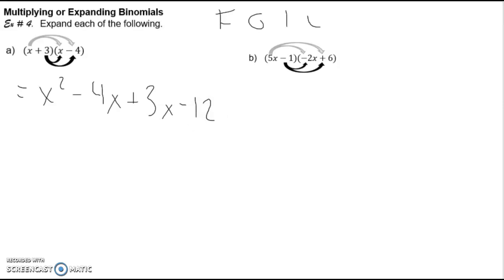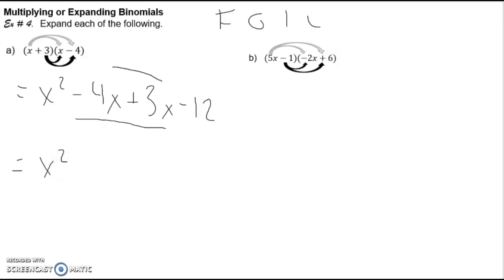So now if we look here, our inside terms are the same: we have a negative 4x and a positive 3x. So keep my equal sign lined up. We're going to simplify now. There's only one term in this whole thing that has an x squared. None of these have x squared, so we can just leave that one as is. There's nothing else to add to it.